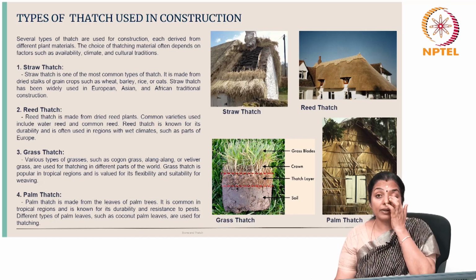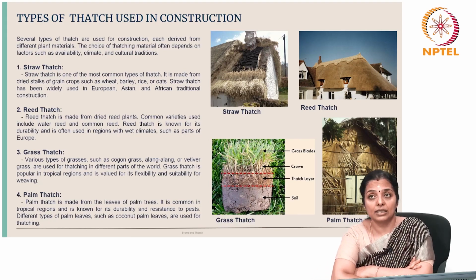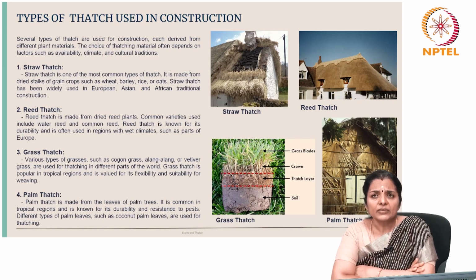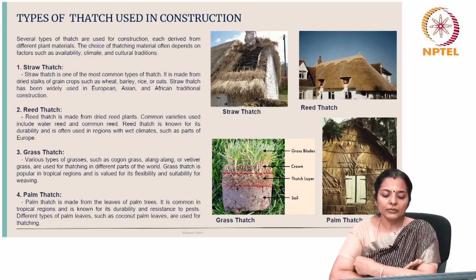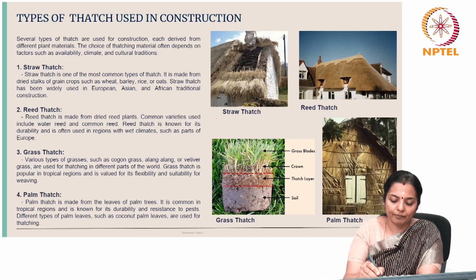Let us now briefly look at the various types of thatches that have been used in construction. Each is derived from different plant materials, and the choice of thatching material often depends on factors such as availability, climate, and cultural traditions. The first is the straw thatch. The straw thatch is the most common type of thatch.